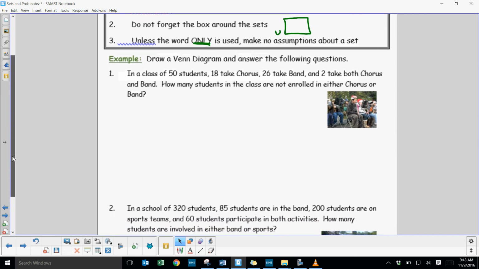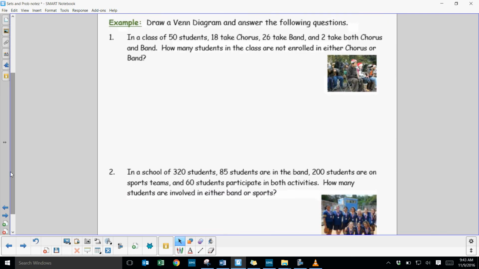Let's do this example. Draw a Venn diagram and answer the following questions. In a class of 50 students, so remember that's important, that's our total, 18 take chorus, 26 take band, and 2 take both chorus and band. So we've worked out the intersect is 2. That's important because we're going to work from 2 outwards. How many of the students in the class are not enrolled in either chorus or band?